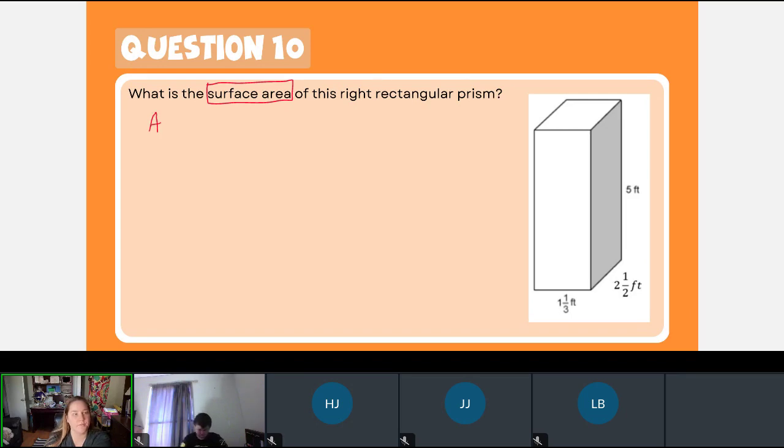I'm going to write area. Here's the formula. And remember, y'all don't have to memorize these. They're on your reference sheet. Is 2 times, in parentheses, length times width plus length times height plus height times width. And we'll break those down in just a second. So y'all write down that formula for me.